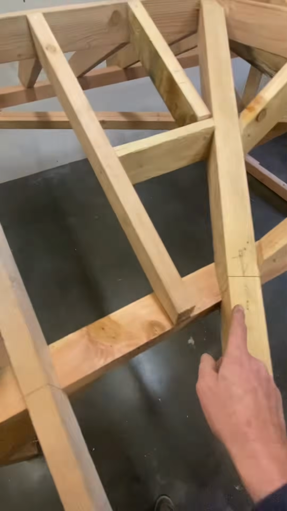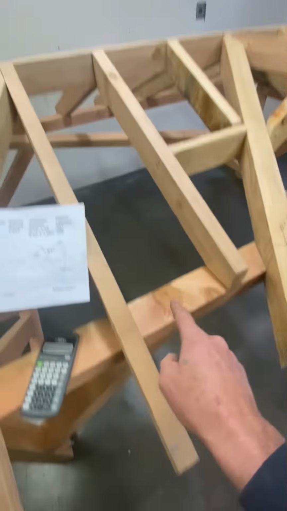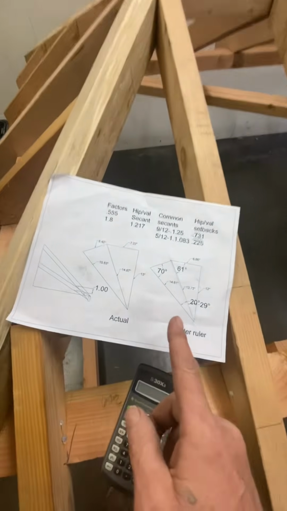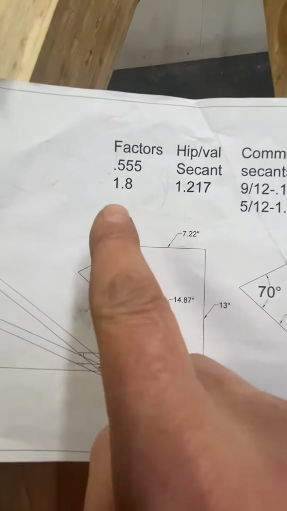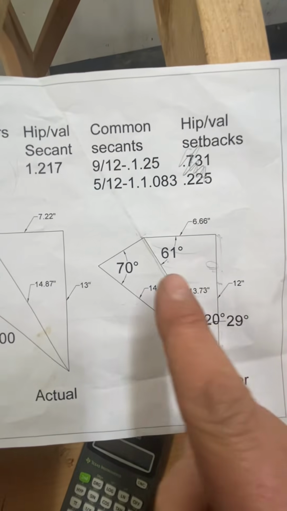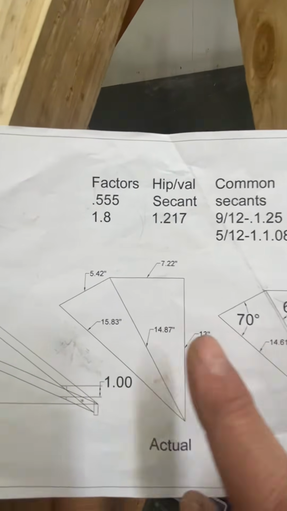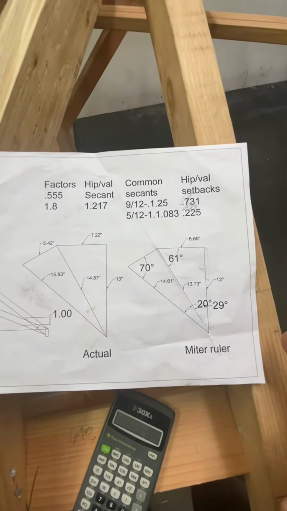And this valley and this hip are the same length because they emanate from the same plate height and terminate at the same ridge height. So that we know. What we want to know is the jacks. Well, we went over the factors. The factors are the sides divided by each other. So 5 divided by 9 and 9 divided by 5, which are the corresponding rises of this roof.